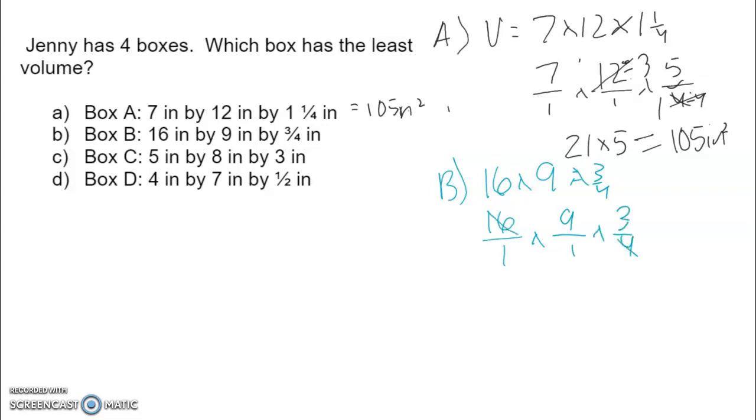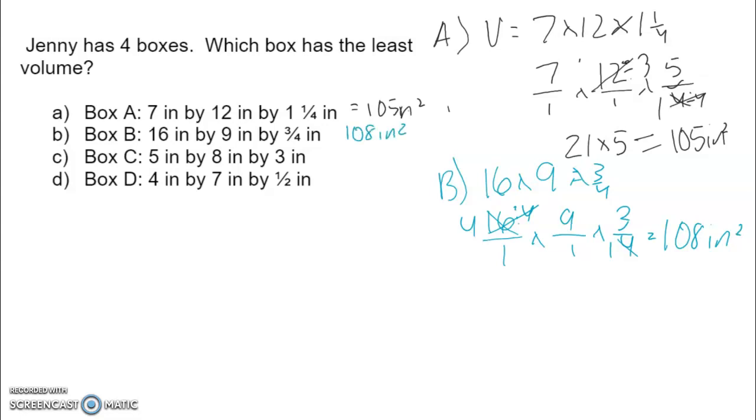And again, 16 and 4 are both divisible by 4. 16 divided by 4 is 4. 4 divided by 4 is 1. So what I'm left with is 4 times 9 times 3. I'm going to do 4 times 3 first because that's 12. Times 9 is going to be 108. So that is 108 inches squared.